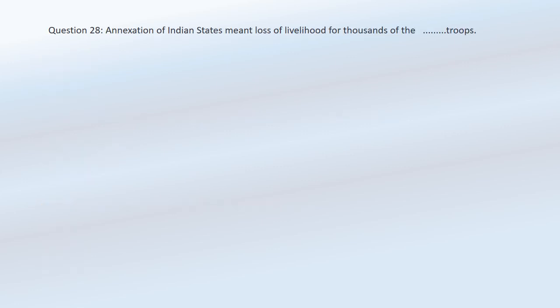Question 28. Annexation of Indian states meant loss of livelihood for thousands of the dash troops. A. British. B. Native. C. Peasant. D. Sepoy. Option B is the right answer. Annexation of Indian states meant loss of livelihood for thousands of native troops.